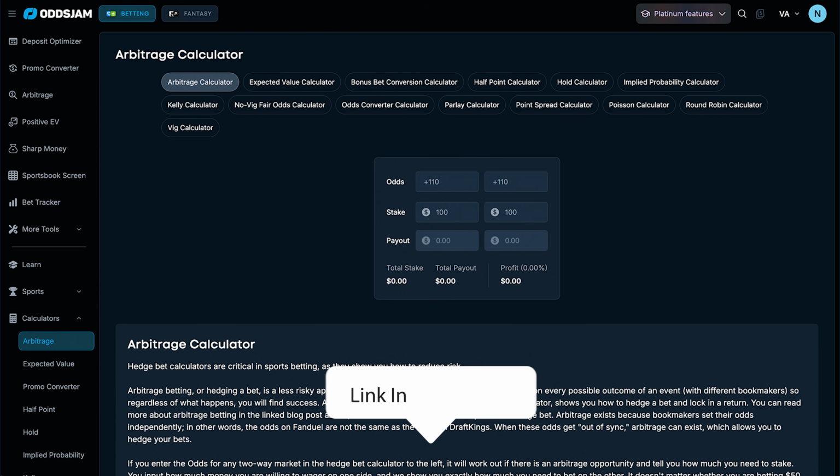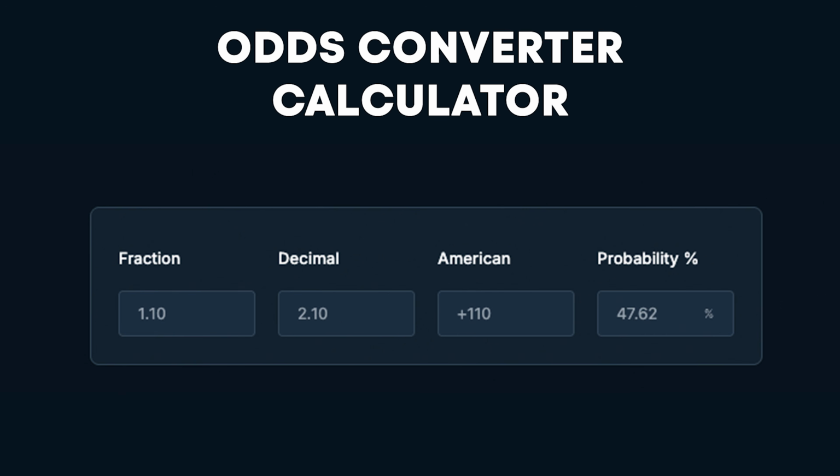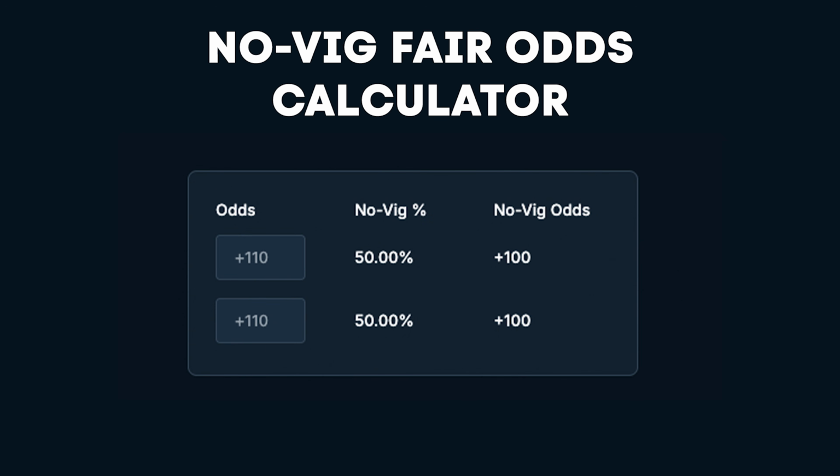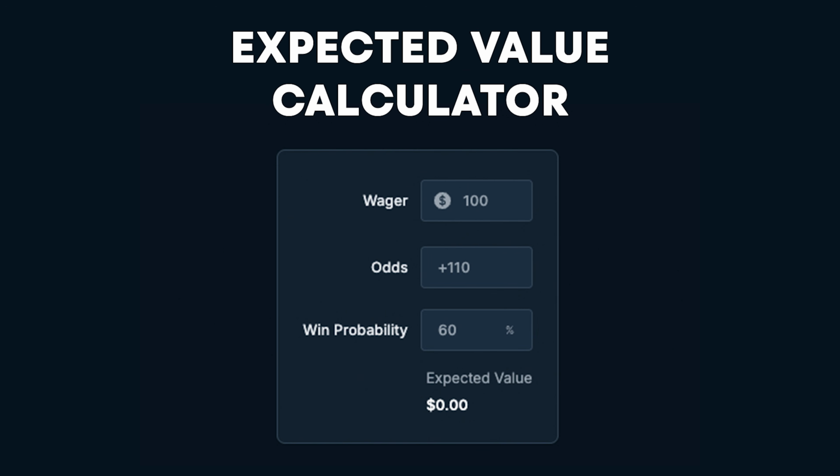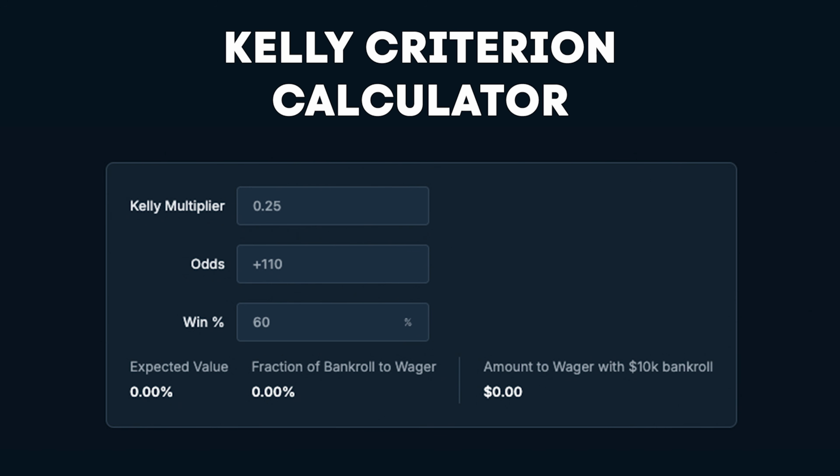How do you implement these calculators into your betting strategy immediately? It's really easy. First, bookmark OddsJam's calculator page and use it for every single bet that you place. Second, you want to develop a systematic workflow. Start with the odds converter calculator, then move on to the no-vig fair odds calculator. Check the EV to make sure it's profitable, and then input this into the Kelly calculator so that you know the optimal betting size based on your bankroll.